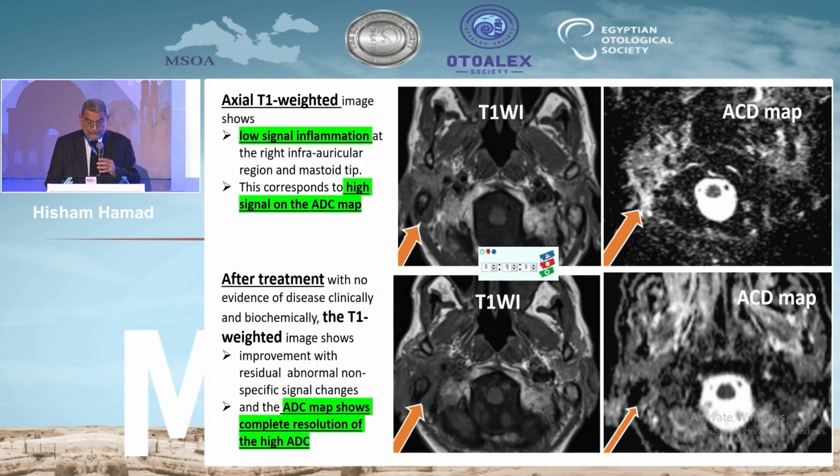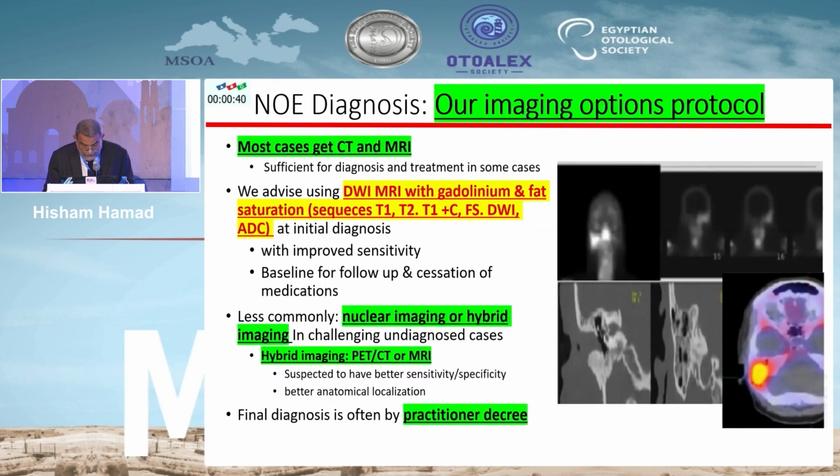This is an example. We can see in T1 low signal suggesting necrotizing otitis externa, with a high ADC value at the top. At the bottom, this is after treatment. There is complete disappearance of the restriction in the ADC map, which can guide you to terminate the treatment.